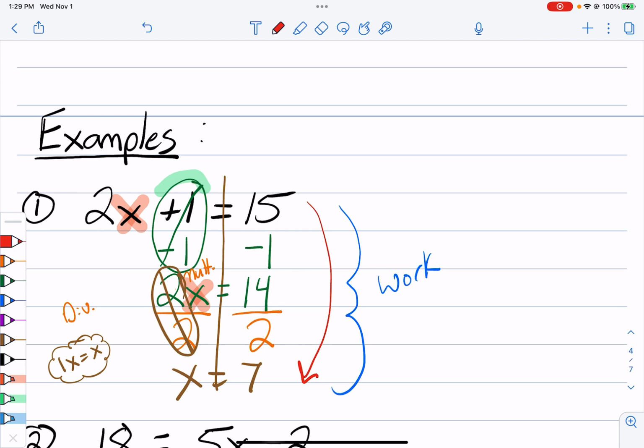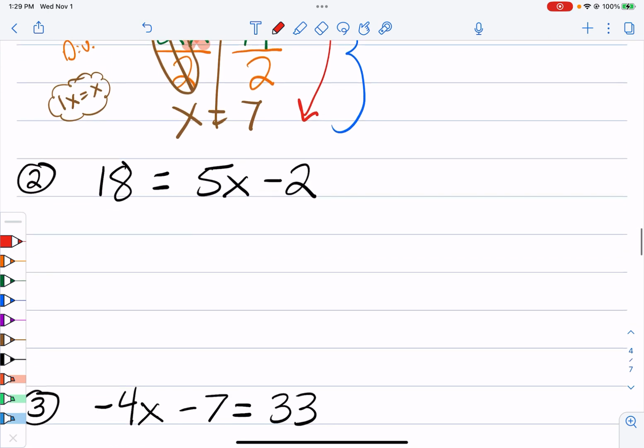So we are not just doing mental math of saying what number times 2 plus 1 is 15 and going, yeah, the answer is 7. Great. I'm glad you have that skill. But we are practicing showing our work. So make sure that right now you're also writing down and showing your work.